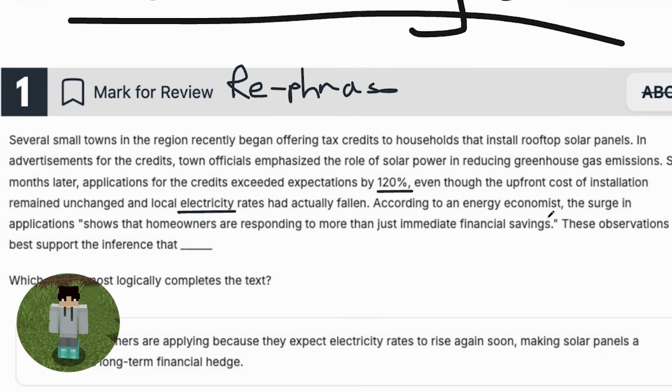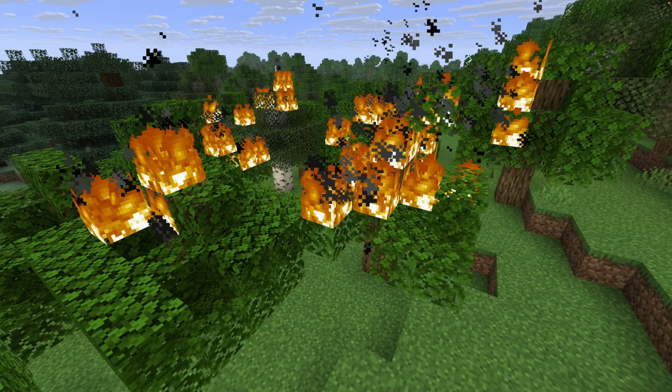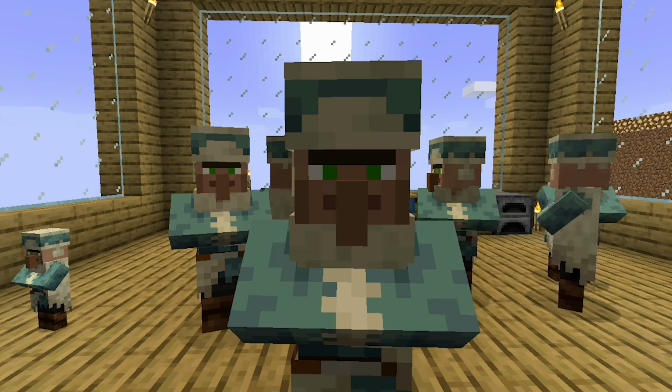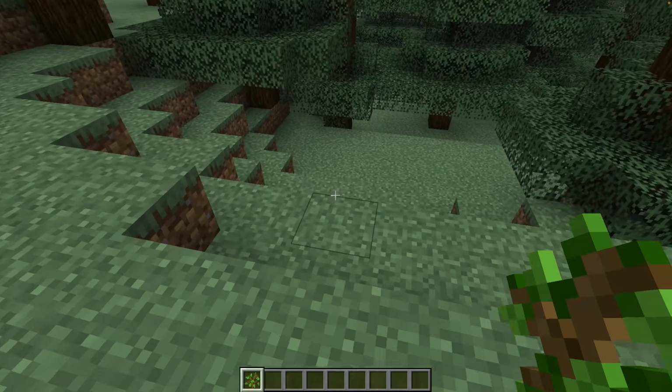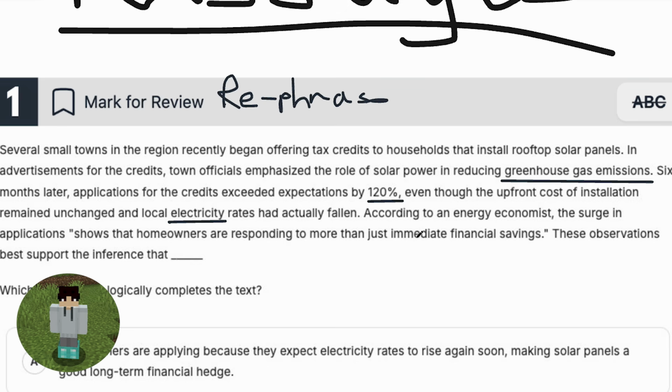According to an energy economist, the surge in applications shows that homeowners are responding to more than just immediate financial savings. Okay, so it's probably referring to the GHG emissions part. They told all these people that if they do these solar panels, it'll be better for the environment. So that's probably why they're so incentivized to do this, because they don't just care about the money, they actually also care about the impact.